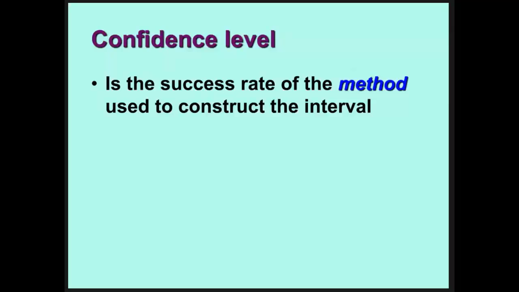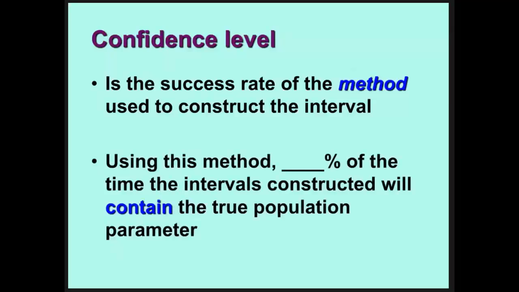Like many things in statistics, when we're asked to interpret, there is a specific phrase that we will associate when asked to interpret a confidence level, and that phrase is, using this method, blank percent of the time the intervals constructed will contain the true population parameter. So if we construct what's called a 95% confidence level, then I would say that 95% of the time I would expect all samples of this size to contain the true population parameter.